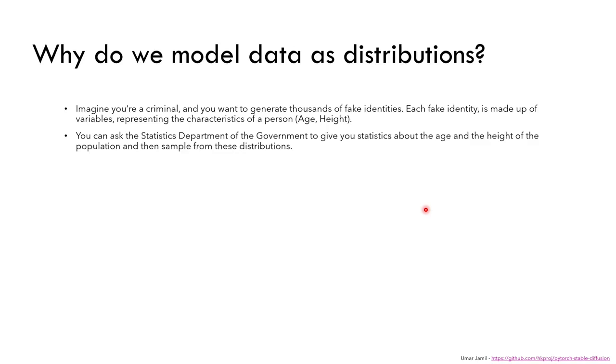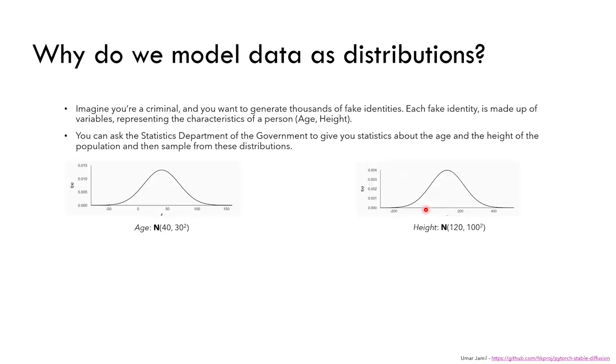And so how do we proceed if we are a criminal with this goal? Well, we can ask the statistics department of the government to give us some statistics about the age and the height of the population. This information you can easily find online, for example, and then we can sample from this distribution. For example, if we model the age of the population like a Gaussian with a mean of 40 and a variance of 30, okay, these numbers are made up, I don't know if they reflect reality. And the height in centimeters has a mean of 120 and a variance of 100. We get these two distributions. Then we can sample from these two distributions to generate a fake identity.